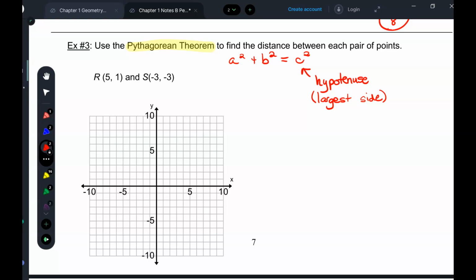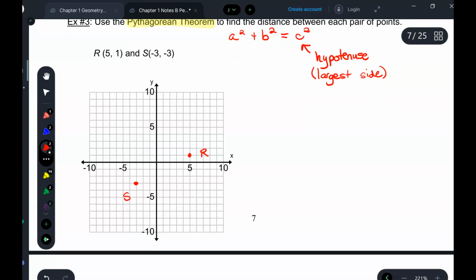The largest side. Okay, so the first thing we need to do is graph. So let's put our points: 5, 1, so here's R, and -3 is S. It's -3 and 5, 1. Now what we want to do, we're going to connect those two.